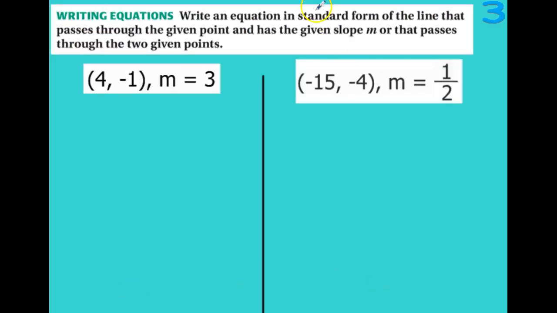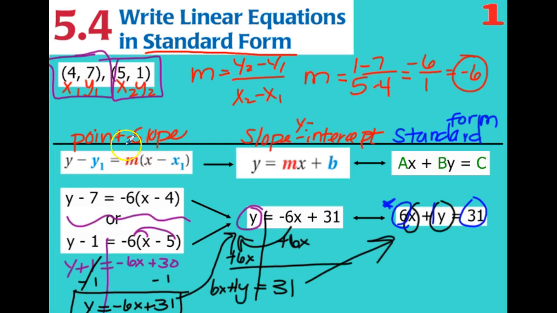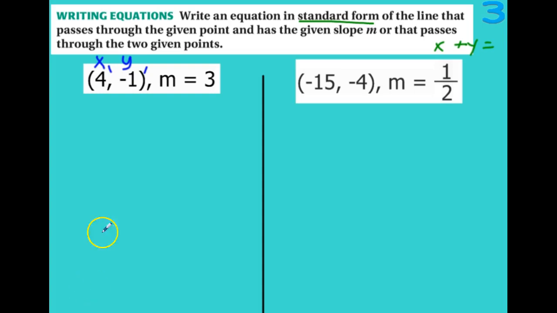Now we want to write an equation in standard form. That's when x and y are on the same side of the equal sign, when we're given a point and a slope. So if I'm given a point and a slope, think about it. Which form would I want to use or start off in? We have a point and a slope. I'm probably going to start with point-slope form, which is y minus y1 equals our slope, x minus x1. So let's plug in what we know.